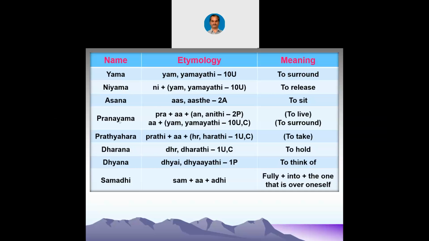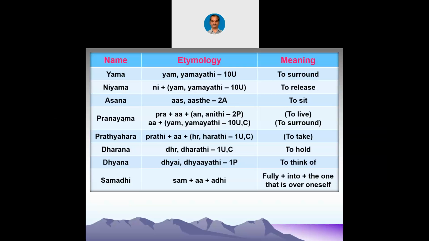Now coming to Asana. Aste from the second conjugation, it is Atmanepada. Its meaning is to sit. And coming to Pranayama, this is a complicated word. There is a pra upasarga, then there is a upasarga, then there is aniti. An is the root word, aniti is the verb or kriyapada belonging to second gana parasmay pada. Now aniti means to live.